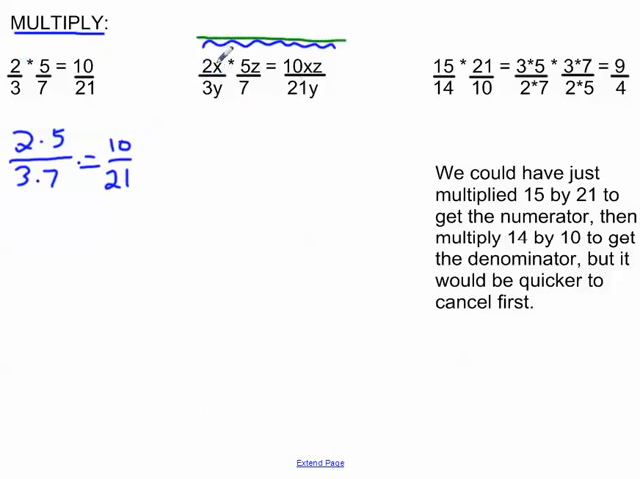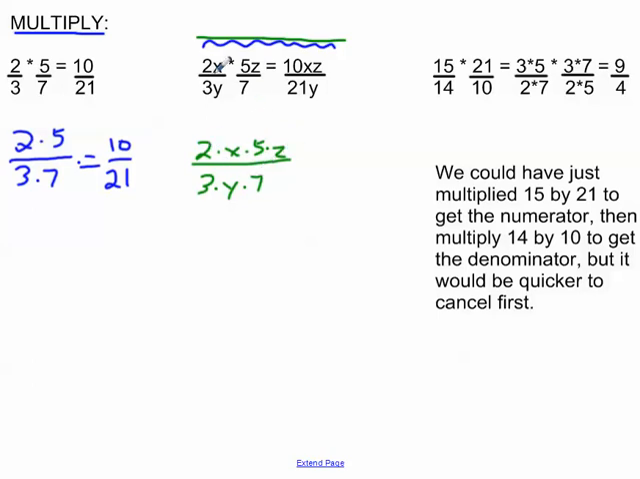The only difference is we've got x's, y's, and z's in this multiplication. So the long way around would be to say, well, I've got 2 times x times 5 times z over 3 times y times 7. And now we look to, because now we've listed all of our prime factors, 2 and x and 5 and z and 3 and y and 7.